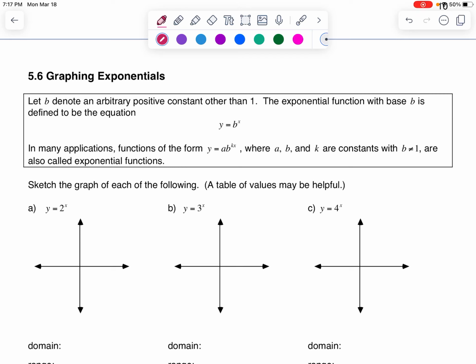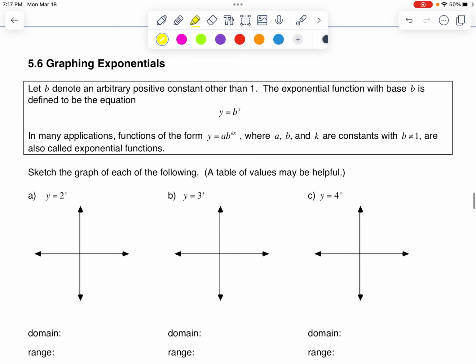All right, hello. We're going to go ahead and attack 5.6, graphing exponentials. So when we're looking at exponentials, we're going to be looking at this kind of function. We have y is equal to b to the x power. In many applications, we might see it in this form as well, where a, b, and k are just constants, where b cannot equal 1. That would also be denoted as an exponential function.